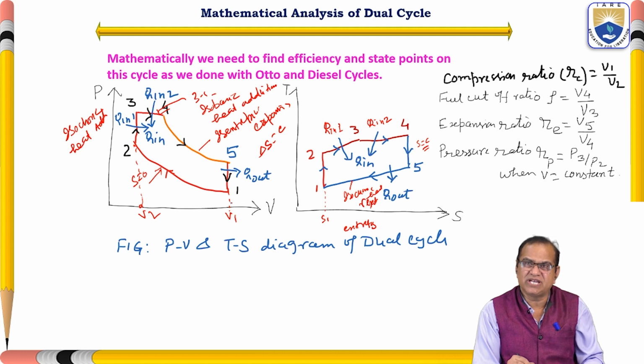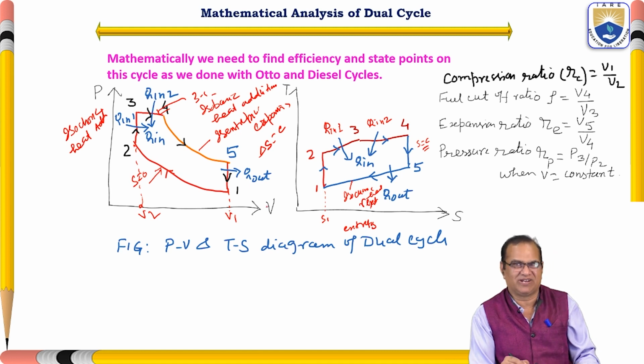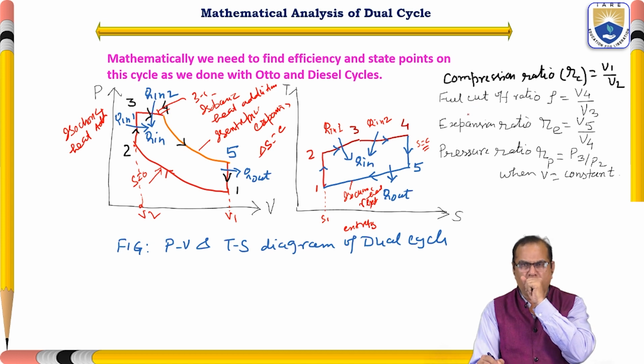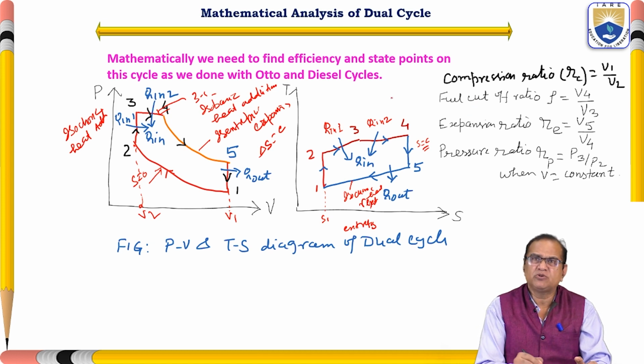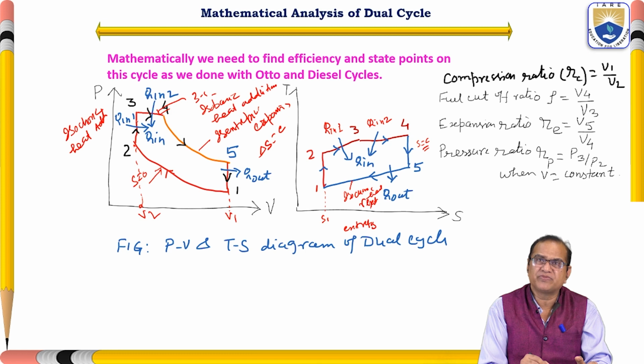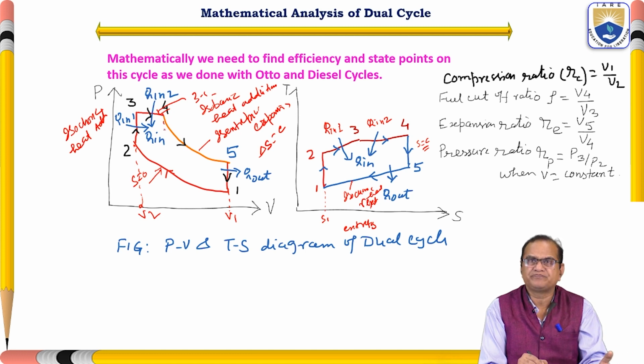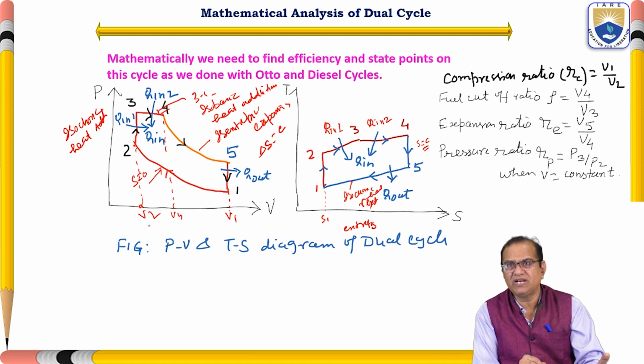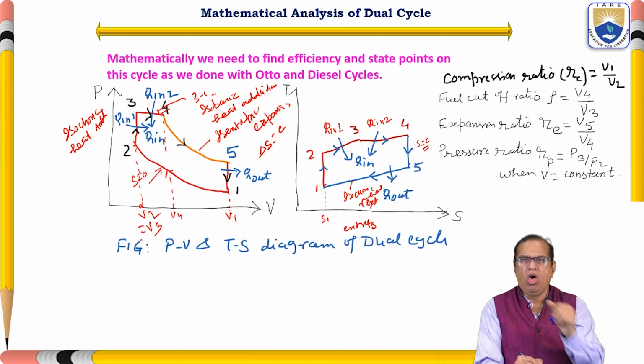Compression ratio is the ratio of the compression. So this is from here to here. V1 by V2 or P2 by P1, that also you can write. Fuel cutoff ratio: here if you see, fuel we give from 3 to 4. So here we will write V4 by V3. This is V4 and this is V3, and V1 is equal to V3.